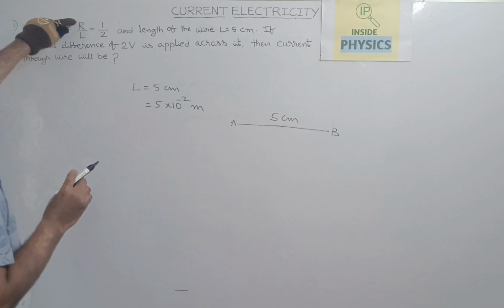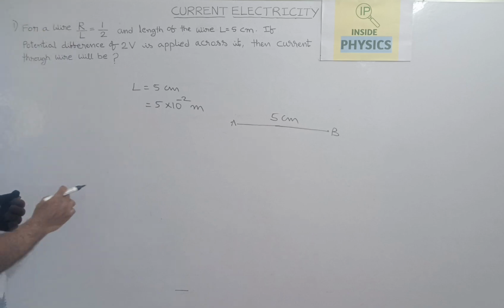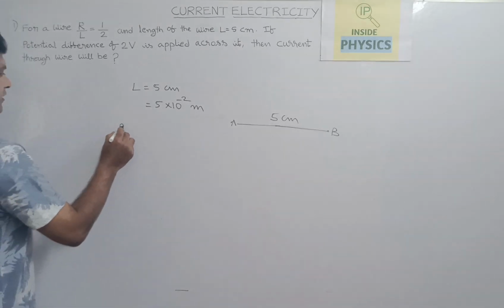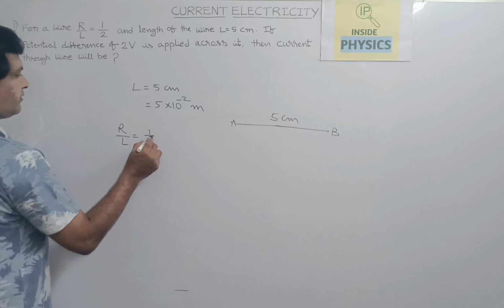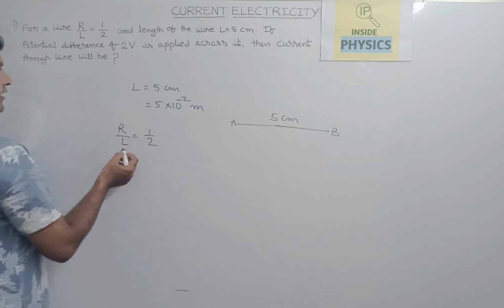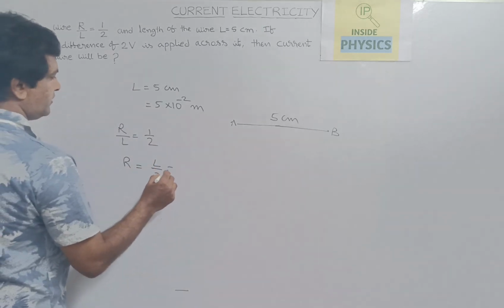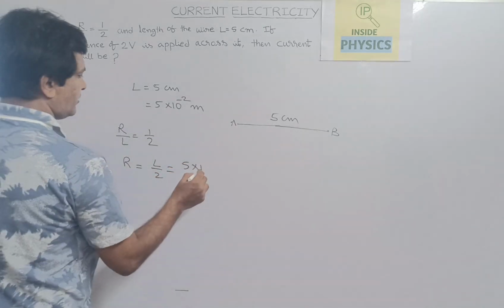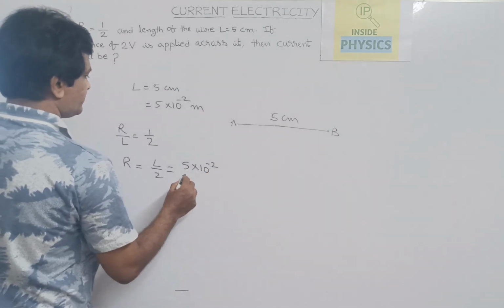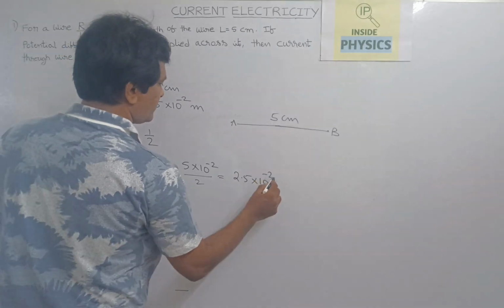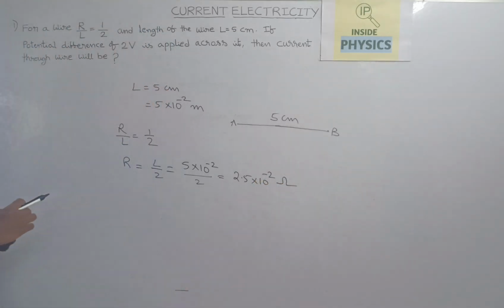Here R by L, where R is the resistance of the wire. For any conductor there will be a resistance which is measured in ohms. So R by L is equal to 1 by 2 is already given, the relation between the length of the wire and resistance. So R is equal to L by 2. What is L? 5 into 10 to the power of minus 2 meters, by 2. So 2.5 into 10 to the power of minus 2 ohms. This is the resistance of the wire where L is 5 centimeters, which is the length of the wire.